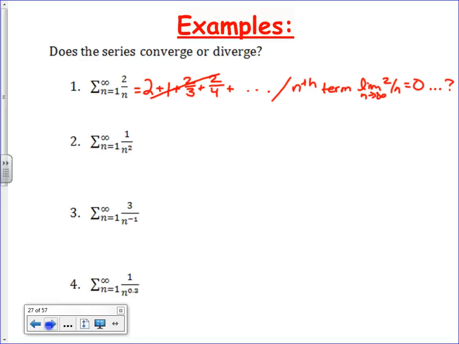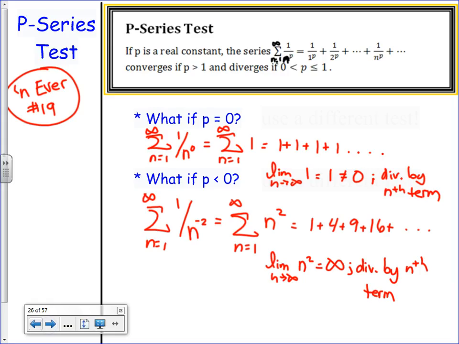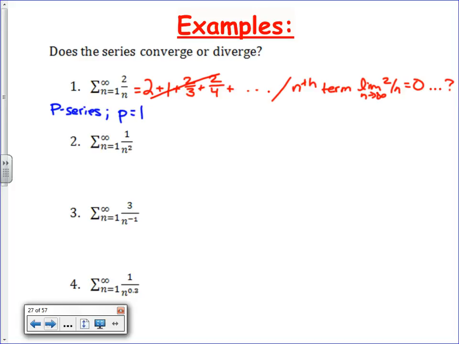So hold on, p-series. Let me just do this one. P-series. Why is it a p-series? What's p equal? 1. Wait, I just said p equals 1, because it's 2 over n to the 1. Right? If p equals 1, what do we know by test? If p equals 1, diverges. I can just say, I'm done.